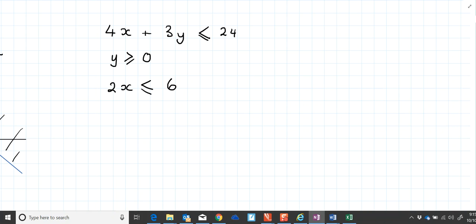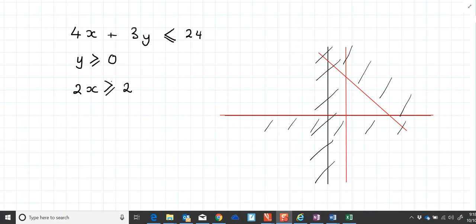Actually, sorry, I'm going to change this one. I'm going to go 2x is greater than or equal to 2. I'm going to change that just for a reason. So show me the region where I can select possible x and y values that go together. Okay, does yours look like mine?